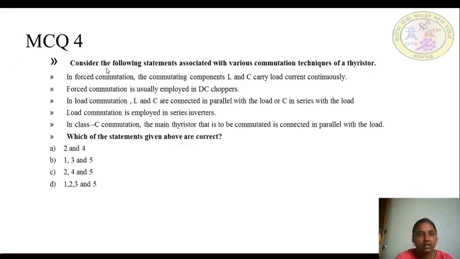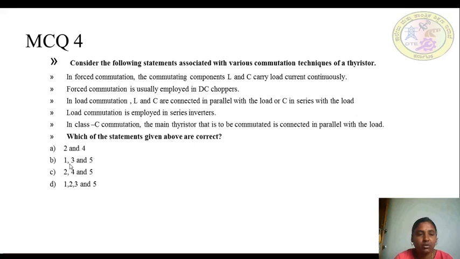So next we will see this question. Consider the following statements associated with various commutation techniques of a thyristor. 1: In forced commutation, the commutating components L and C carry load current continuously. 2: Forced commutation is usually employed in DC choppers. 3: In load commutation, L and C are connected in parallel with the load or C in series with the load. 4: Load commutation is employed in series inverters. 5: In class C commutation, the main thyristor that is to be commutated is in parallel with the load. Which of the statements given above are correct?